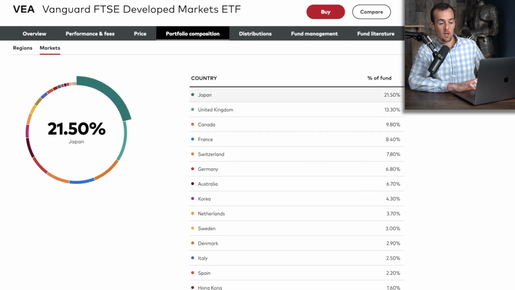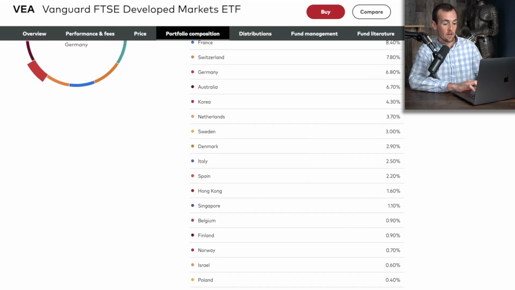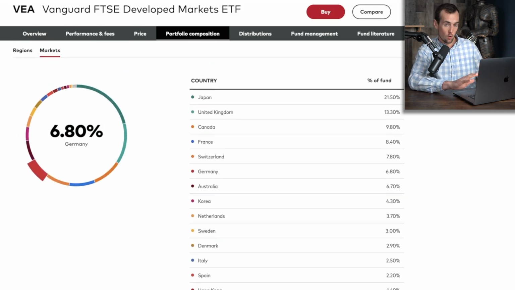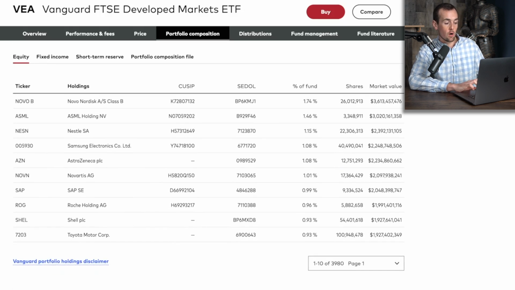If we take a look here at the markets, we can see that the largest represented market here is Japan at 21.5%. Then we have the UK at 13.3%, followed by Canada at 9.8%. And then you have France, Switzerland, Germany, etc. So these are the individual developed markets that are included in the fund and where your money is spread out across. And once again, this is going to be a market value weighted index. So the larger a market is here in this case, the more weight it's going to carry in the overall portfolio.